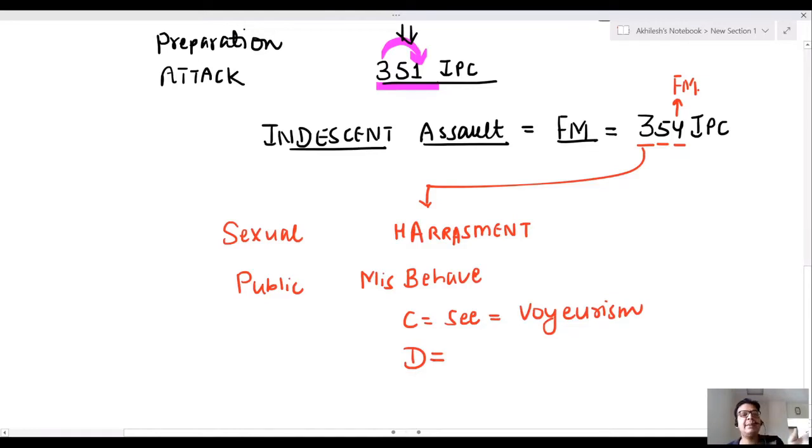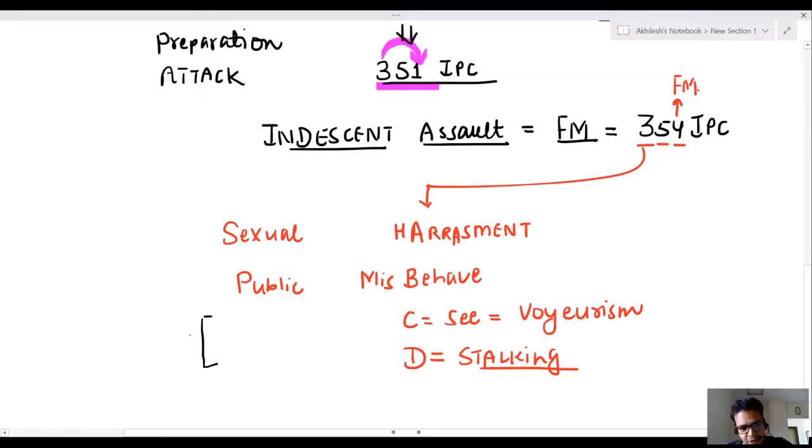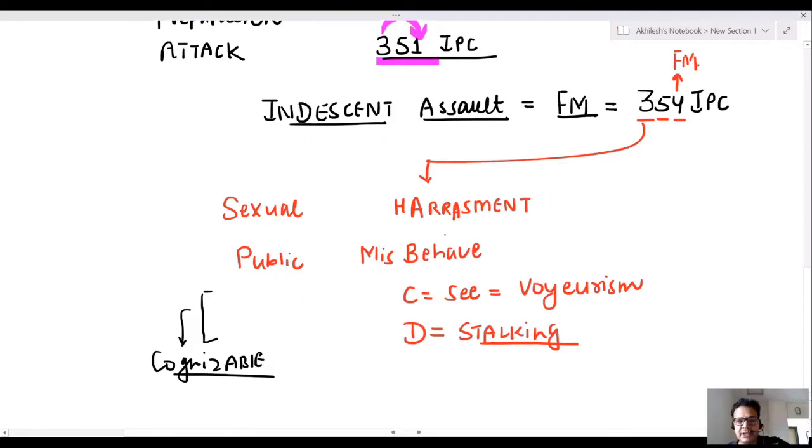D, D का मतलब आपकी डिमांड बढ़ना. डिमांड बढ़ती है तो आप उसका पीछा करते हो. That is stalking. Voyeurism and stalking, both are cognizable offenses. This is 354A, 354B, 354C, 354D. Now, sir, here punishment is 1 to 5 years.